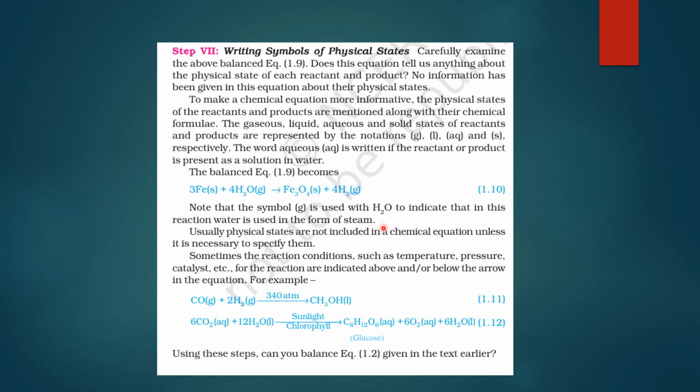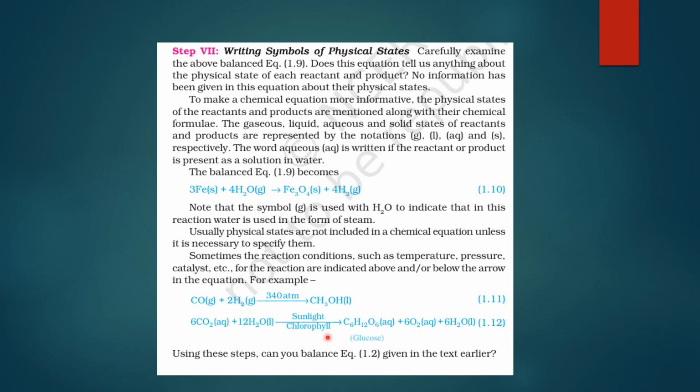Then certain other conditions of the reaction you can specify in these equations. These include temperature, pressure, catalyst, etc. Suppose a reaction is taking place at 200 Kelvin or 40 degrees Celsius, that temperature you can specify on this arrow. Above this arrow, you can write the temperature. Similarly, pressure. In this particular example, we are showing the pressure as 340 atm. So this pressure can be specified like this. And any other conditions, like we are specifying here sunlight, chlorophyll, these are catalysts.